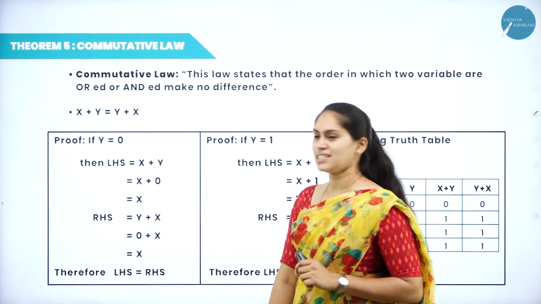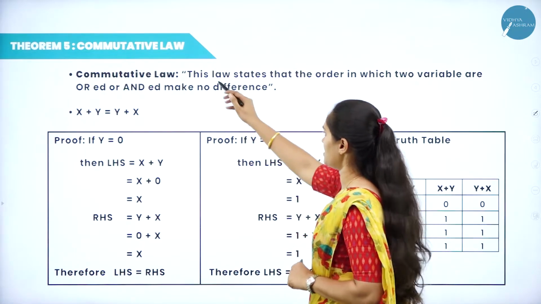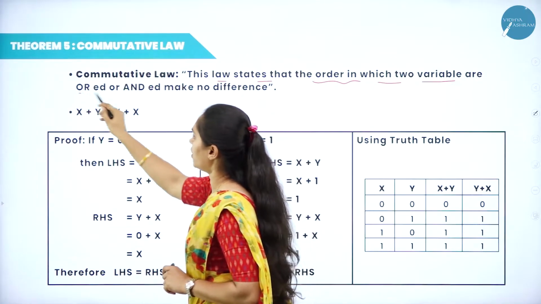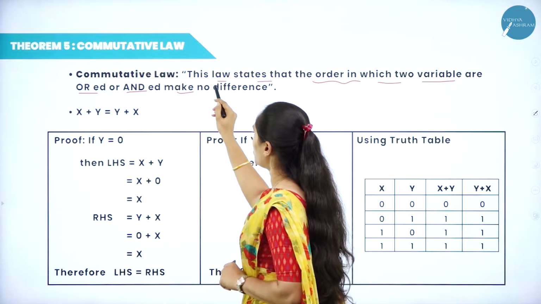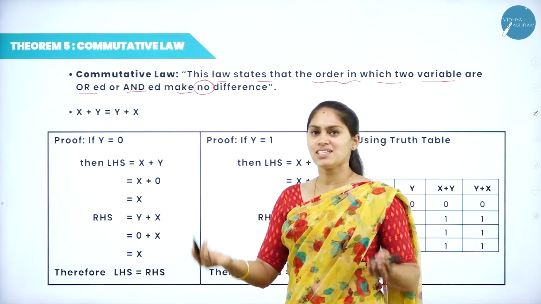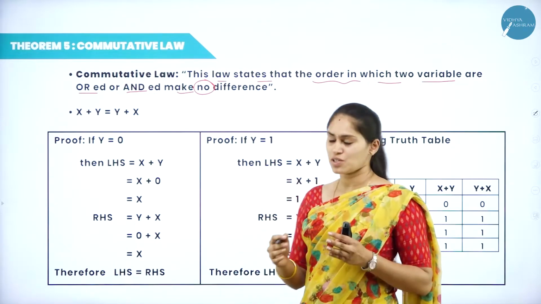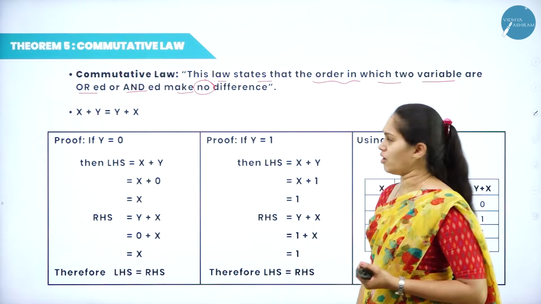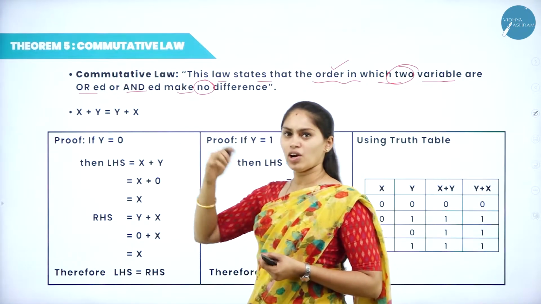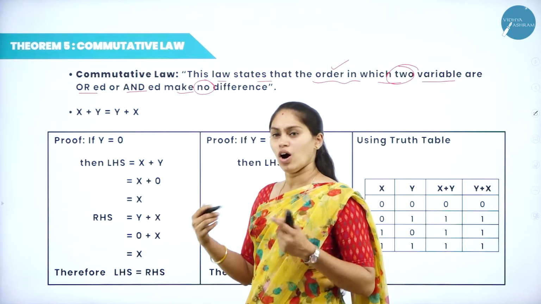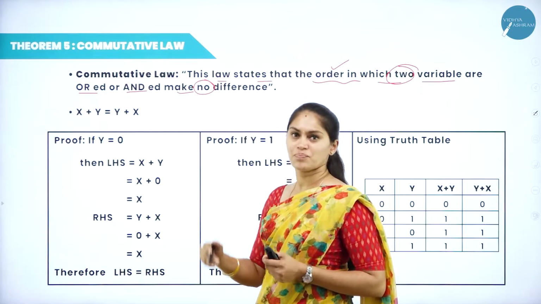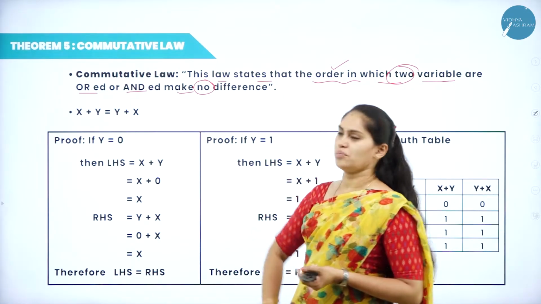This law states that the order in which two variables are ORed or ANDed makes no difference. Whether it is x plus y or y plus x, that doesn't make any change. That is the commutative law. So the order in which two variables are ORed, that means x plus y, or ANDed, that is x dot y, is also equal to y dot x. That is what we have in the commutative law.